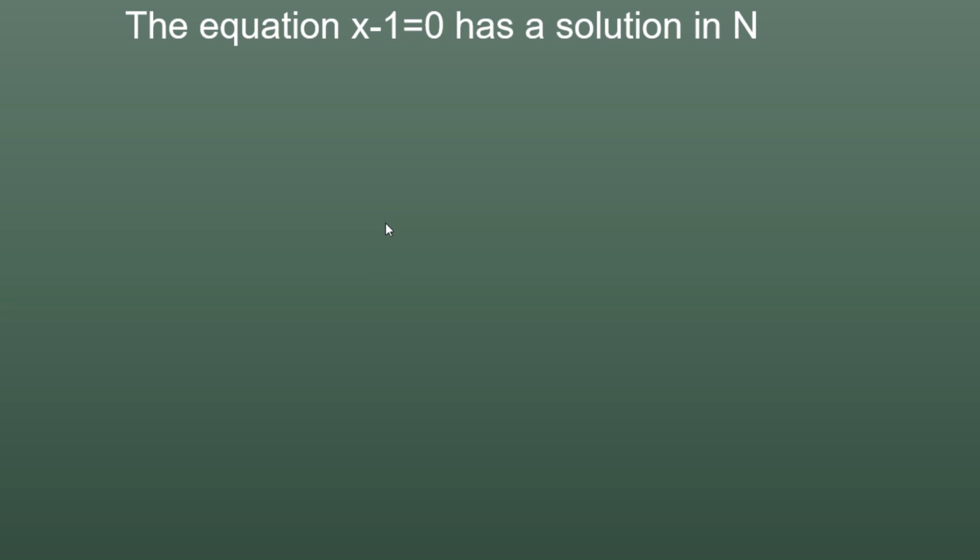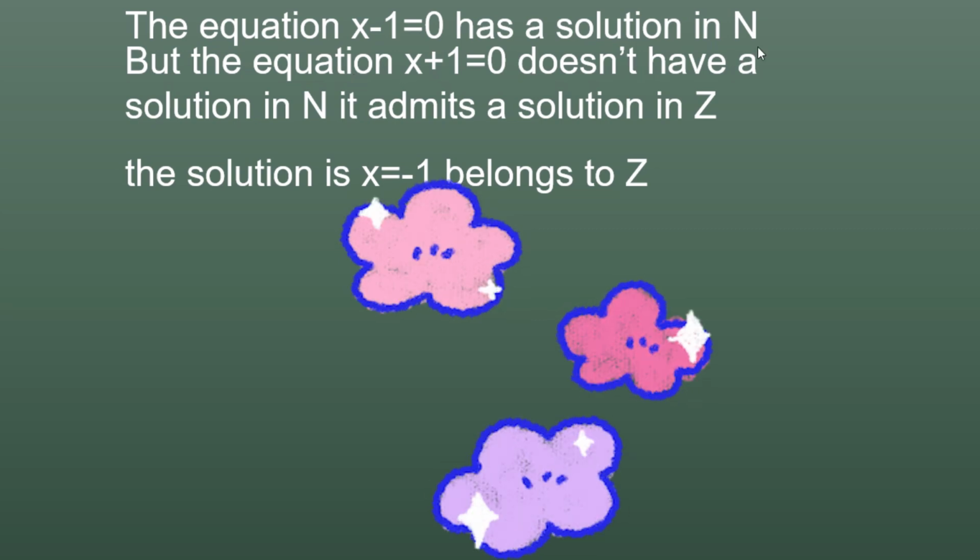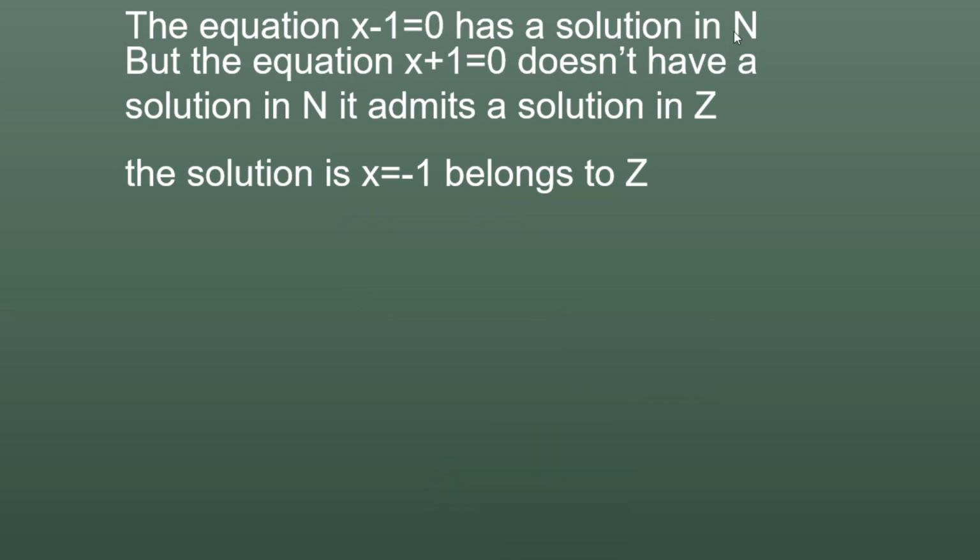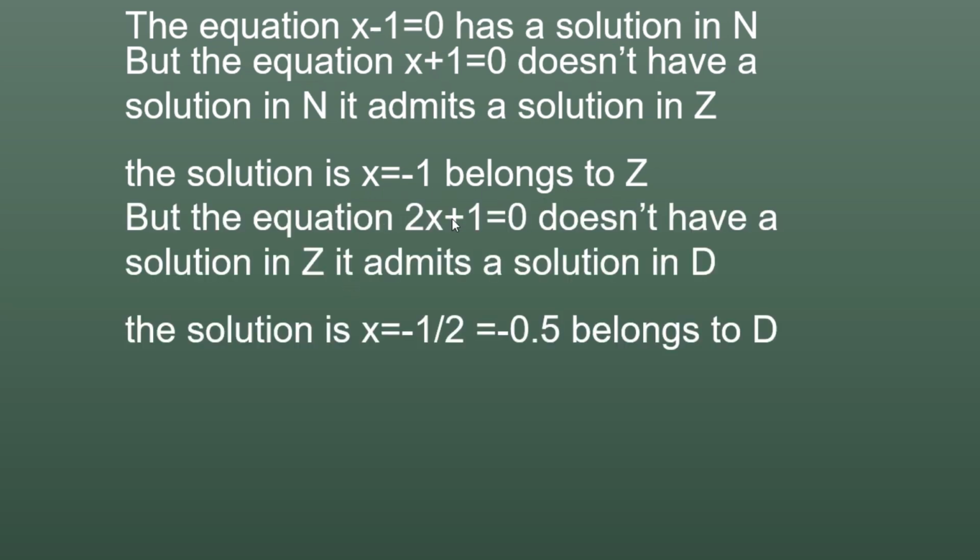The equation x minus 1 equals 0 has a solution in N: x equals 1 belongs to N. But the equation x plus 1 equals 0 doesn't have a solution in N. It admits a solution in Z. The solution is x equals minus 1, which belongs to Z and doesn't belong to N. But the equation 2x plus 1 equals 0 doesn't have a solution in Z. It admits a solution in D. The solution is x equals minus half, equals minus 0.5, which belongs to D.